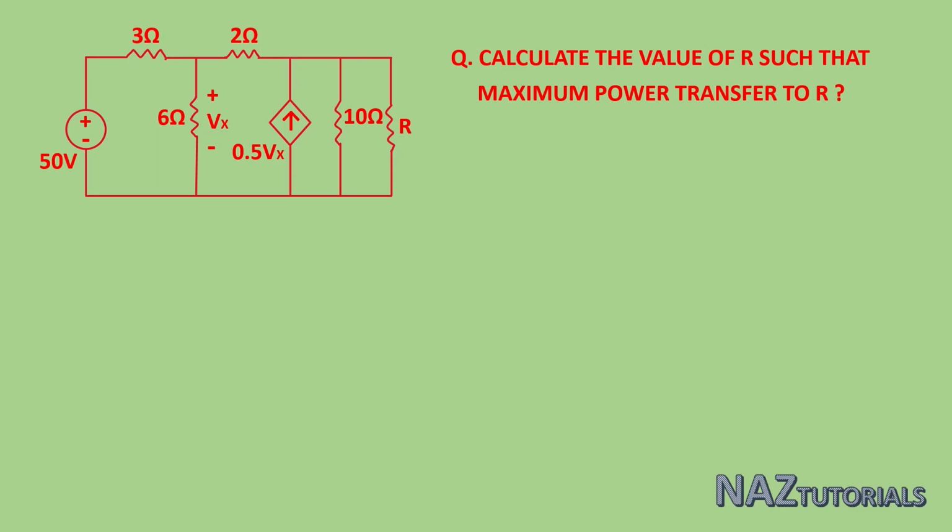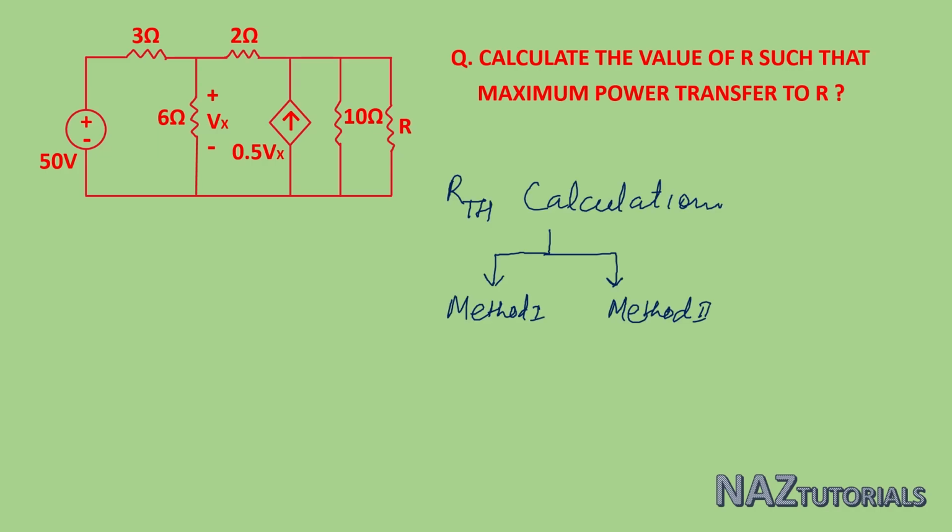Hello everyone. This is another example of a dependent source circuit for the maximum power transfer to the load R. Here we will analyze this network for maximum power transfer. The condition of maximum power transfer is that the load resistance must be equal to Thevenin's equivalent resistance.